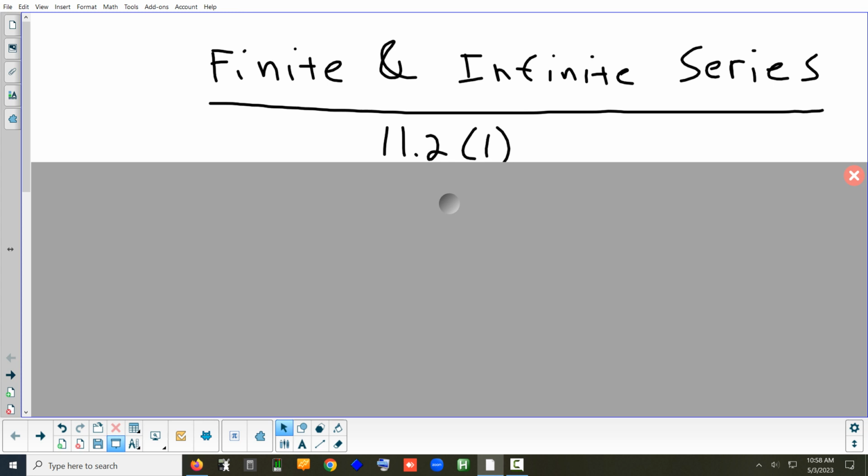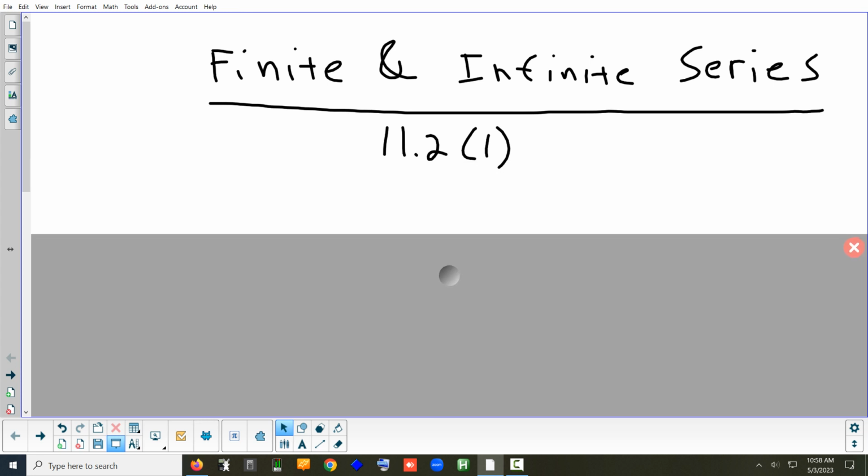And if you're wondering, well, wait, how could you add up infinitely many numbers? You can sometimes. It depends on the numbers. But it is possible to add up infinitely many things. Sometimes.